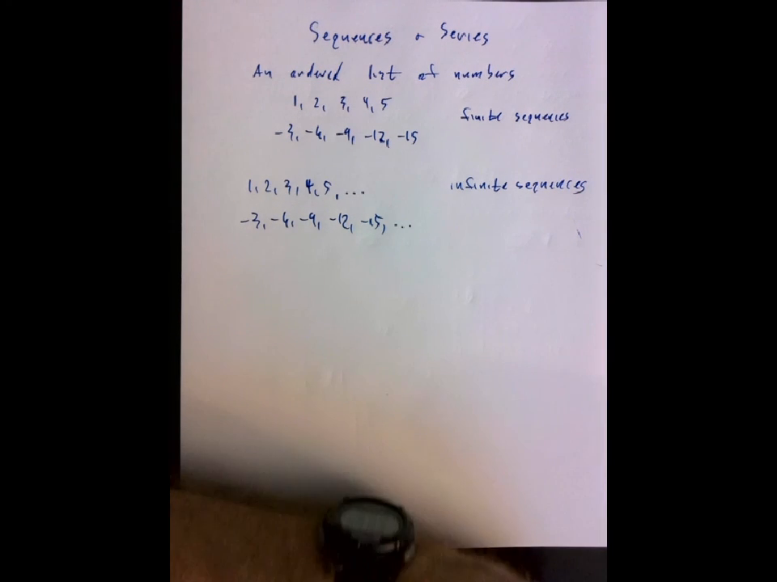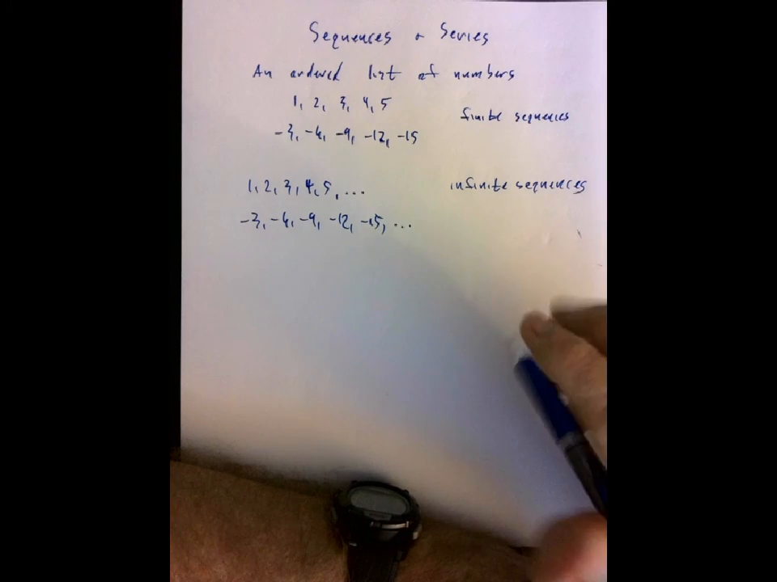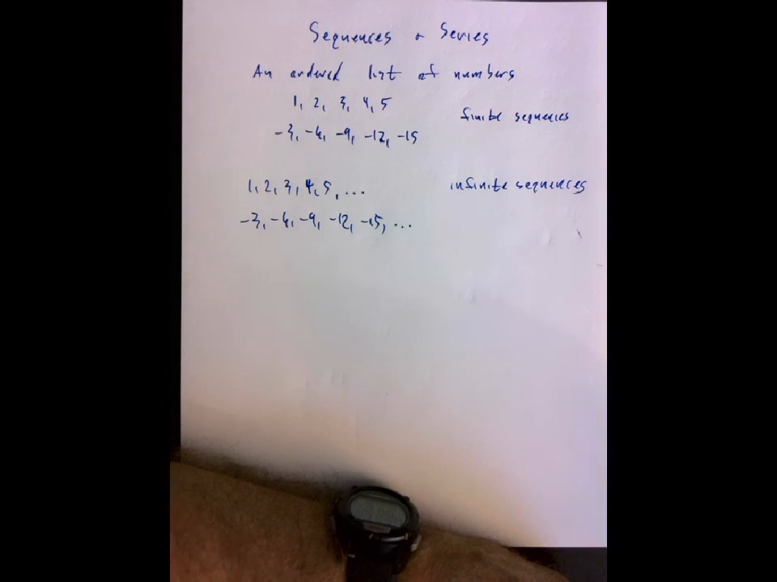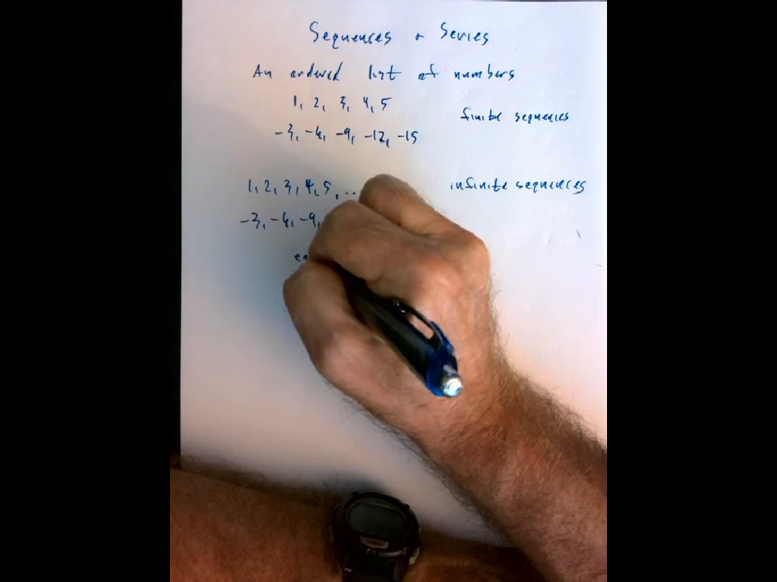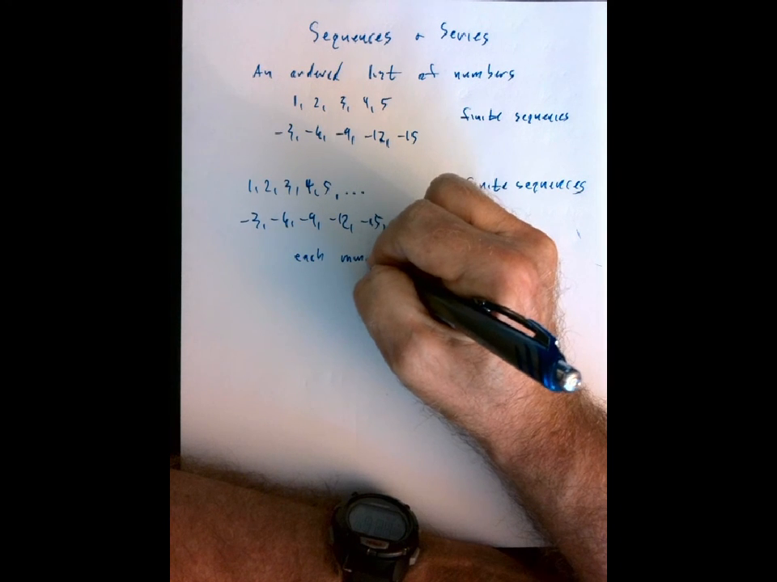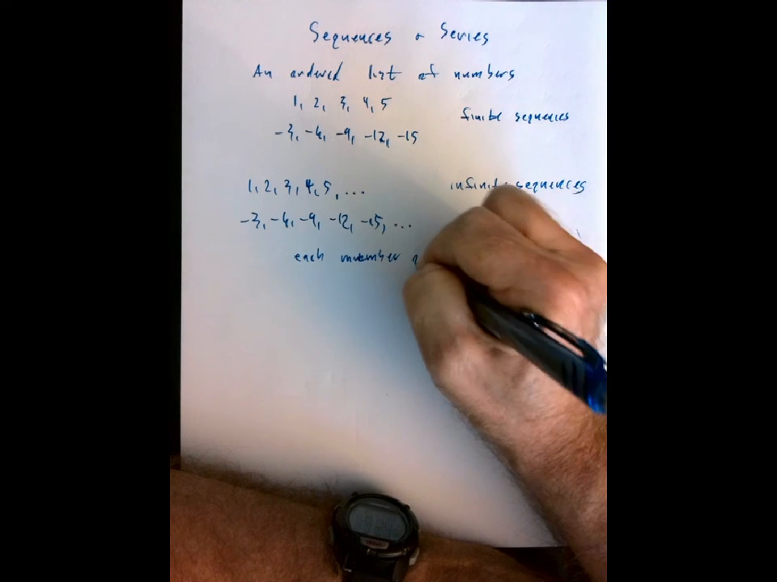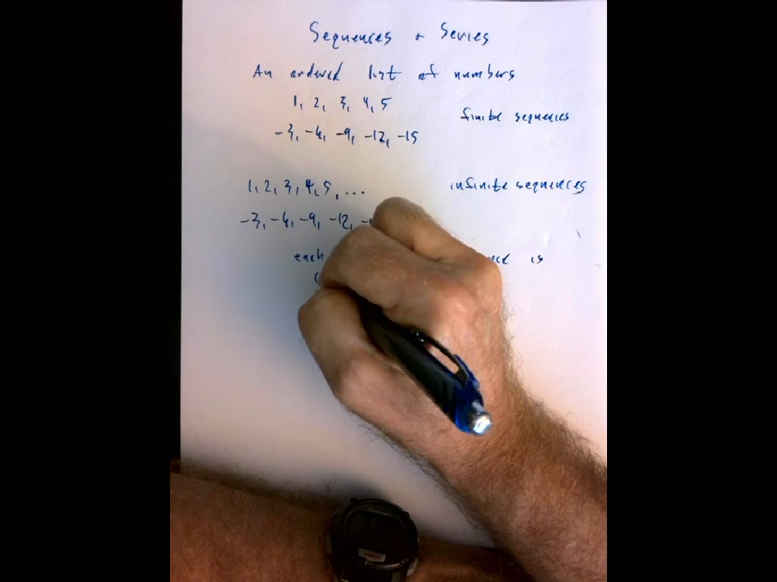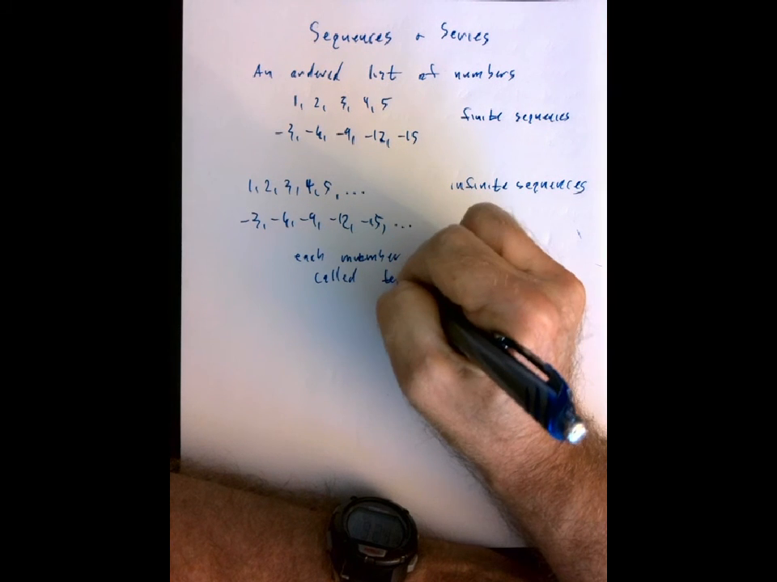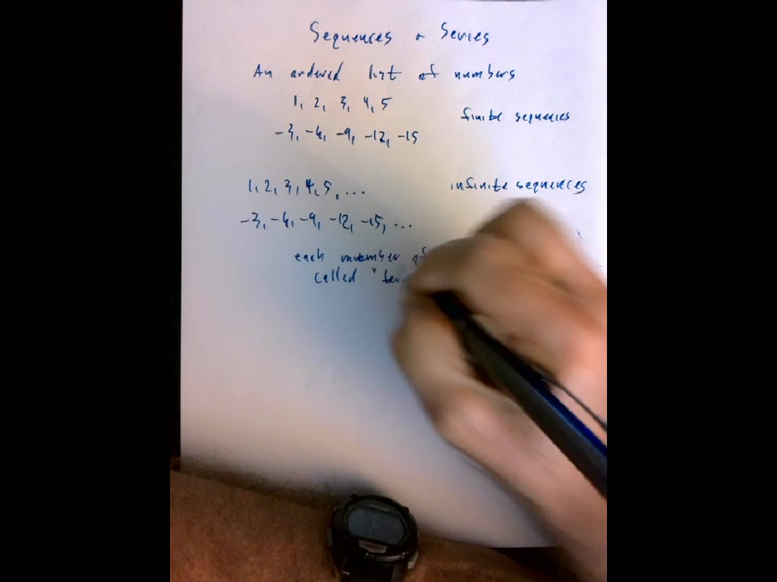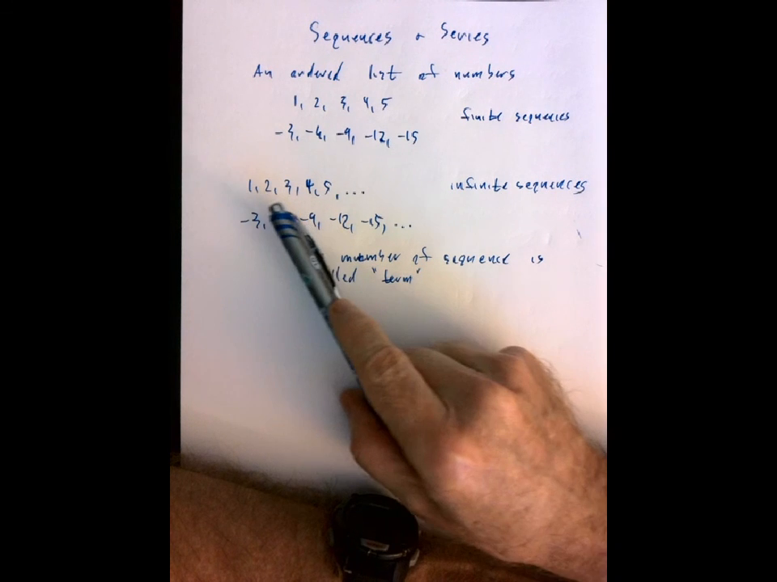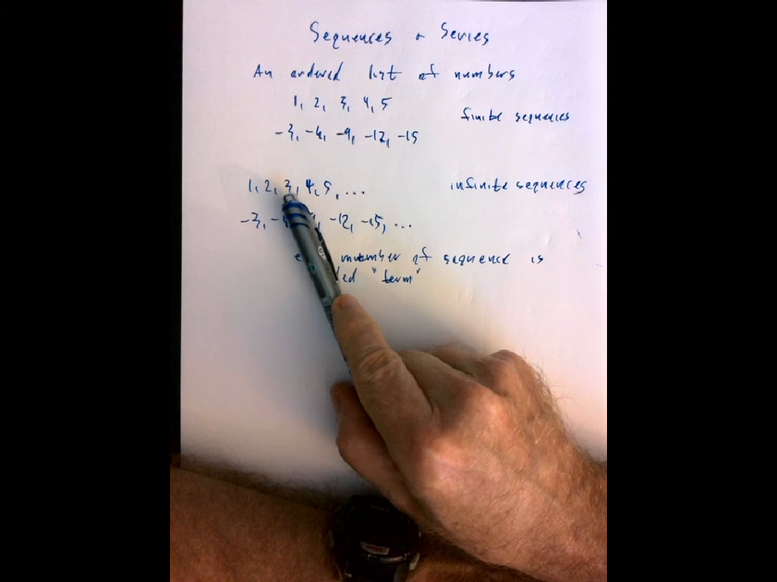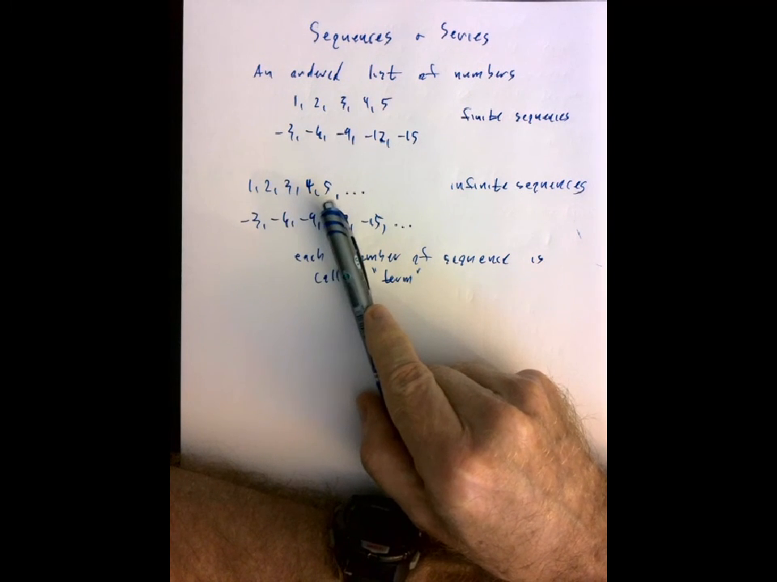Okay, now some vocabulary. Each term in the sequence, or each member of the sequence, is called a term. You can think of these numbers as standing in a line. That's the first term of the sequence, that's the second term, that's the third term, that's the fourth term, that's the fifth term, right?